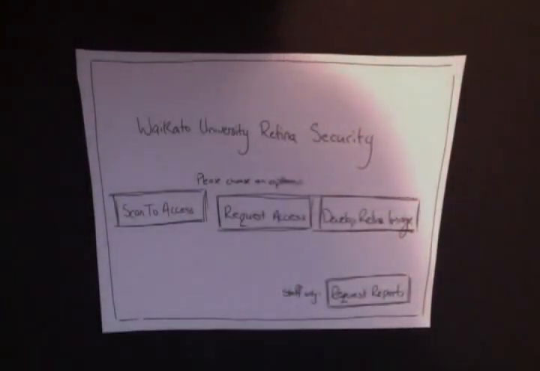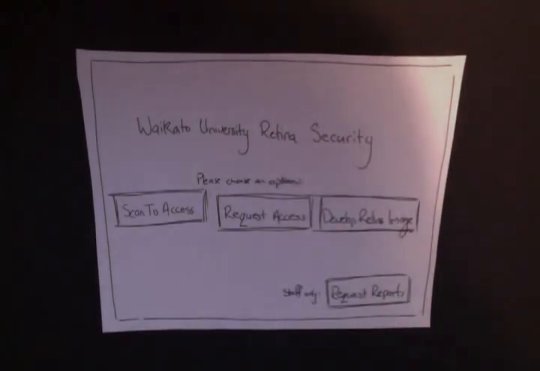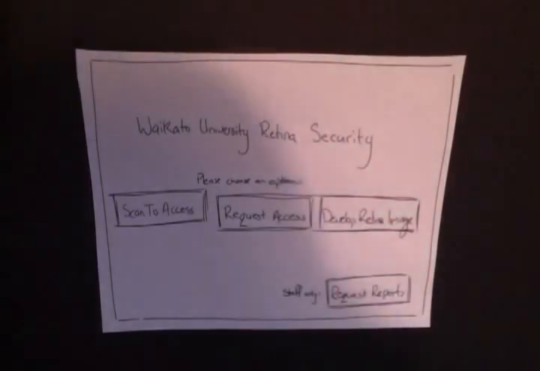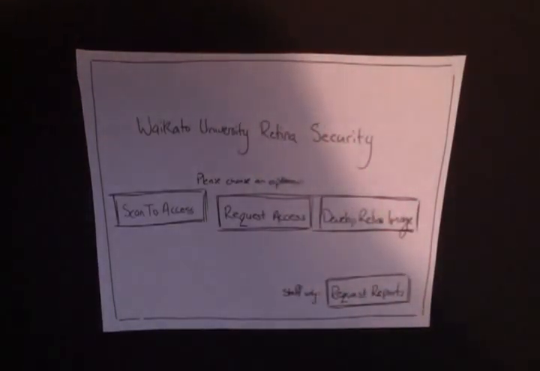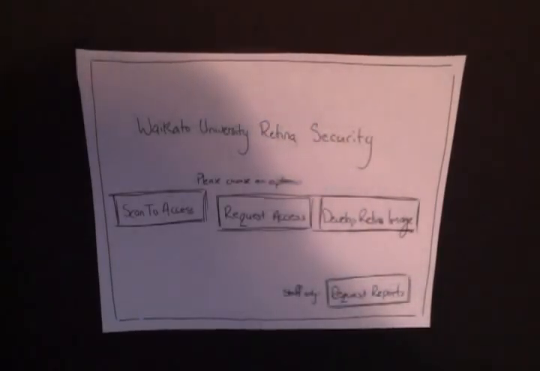Oliver Regan 118380, Regan's Retina Security. So this is the main page of the security system with four options: scan to access, request access, develop Retina image, and request reports, which is labelled with staff only.